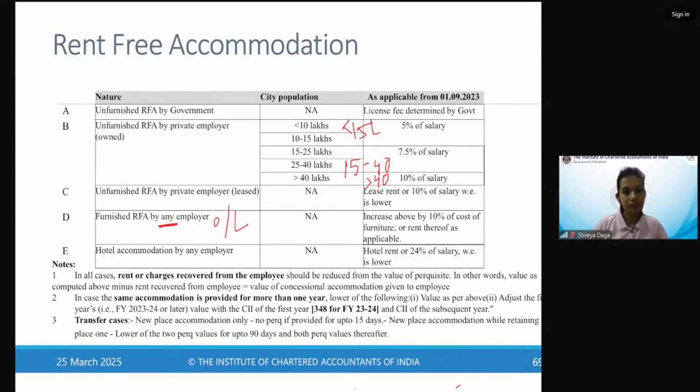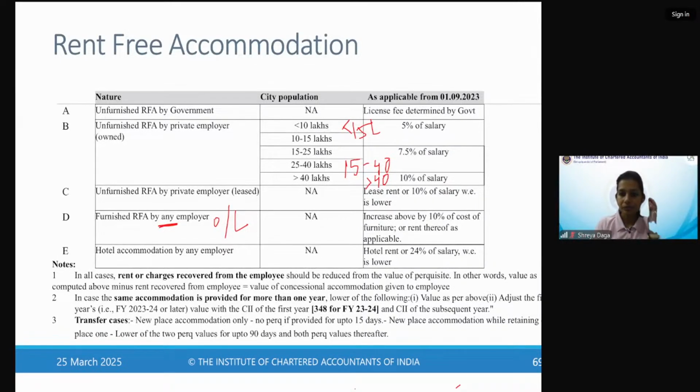Okay. अगर hotel accommodation employer देता है तो, if it is a hotel accommodation, then hotel rent or 24% of salary, whichever is lower, is taxable. Hotel rent or 24% of salary, whichever is lower, is a taxable perquisite.